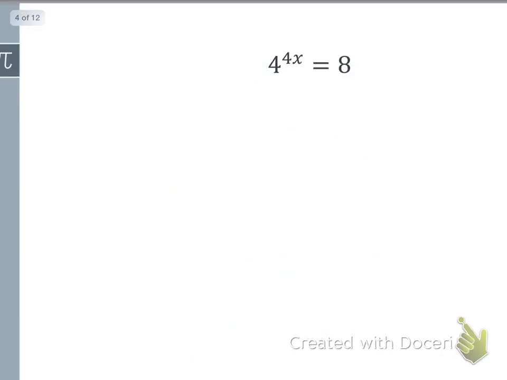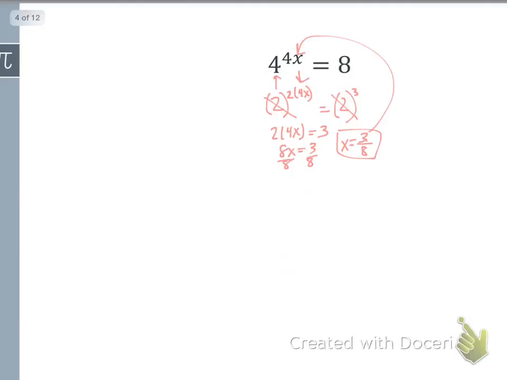Okay, my next one, I can get both of them to be 2 because I know 2 can go into both of them. 2 to what can get me to that 4? Well, 2 squared can. I keep the power, so this 4x. My next is the exact same base. Okay, so 2 to what can get me to 8? 2 cubed can. Once I have the same base, I can cancel them. So I got 2 times 4x is equal to 3. This is 8x, so I can divide by 8. So x is equal to 3 over 8. So if I plugged it back in and typed it in my calculator, I should get 8.